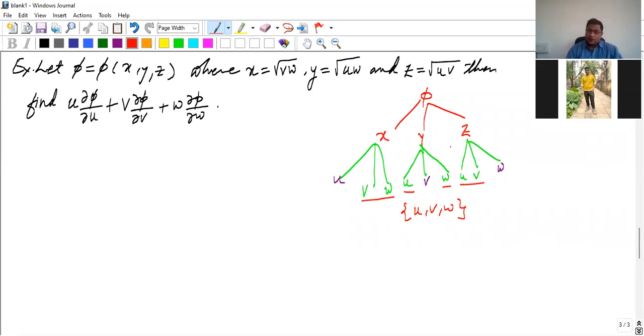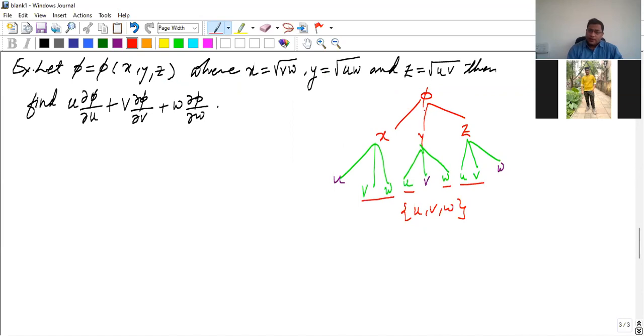The first set of variables is x, y, z; that is, phi is a function of x, y, z. And again, these x, y, z are functions of u, v, and w, where in x we don't have u, in y we don't have v, and in z we don't have w. But overall, if I replace the value of x here, the value of y here and the value of z here, then I'll get the definition in terms of u, v, and w.